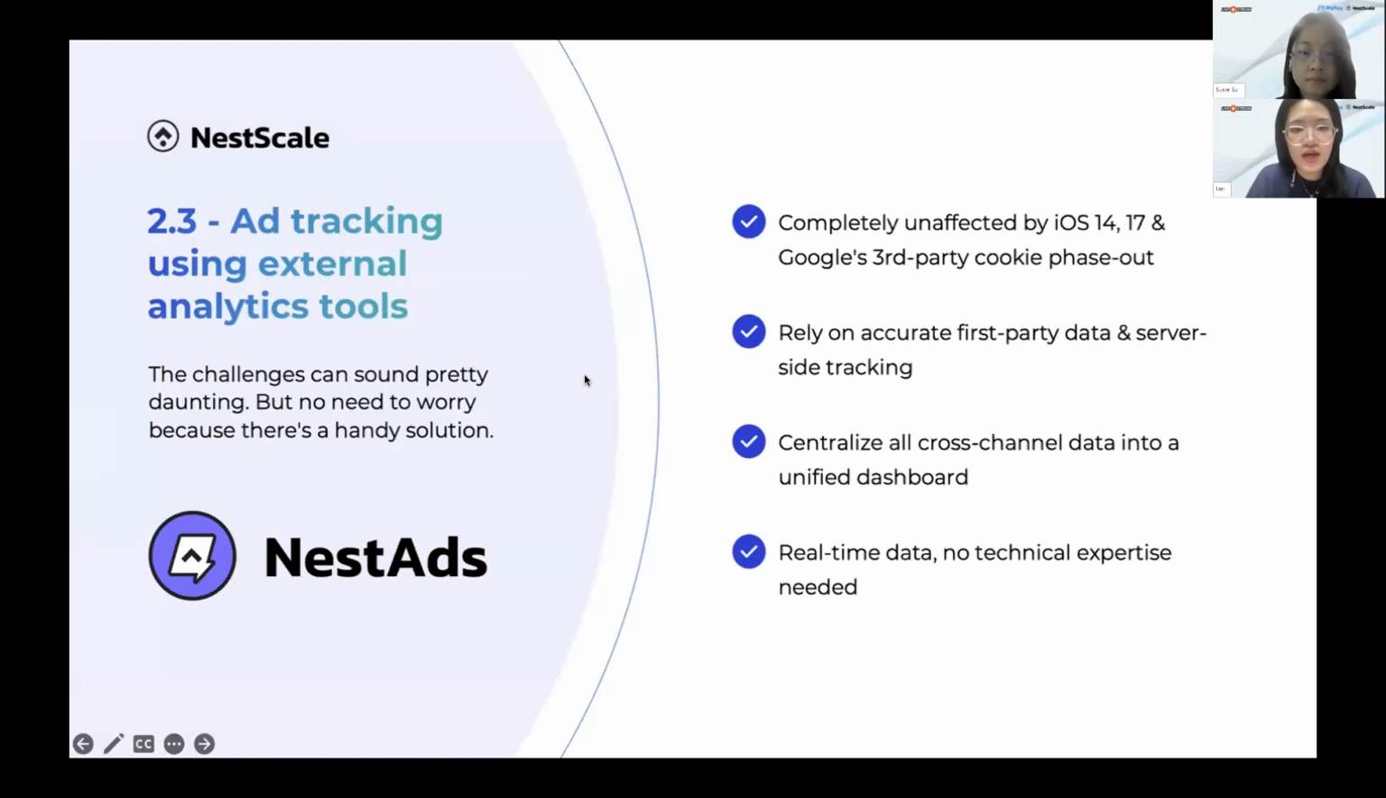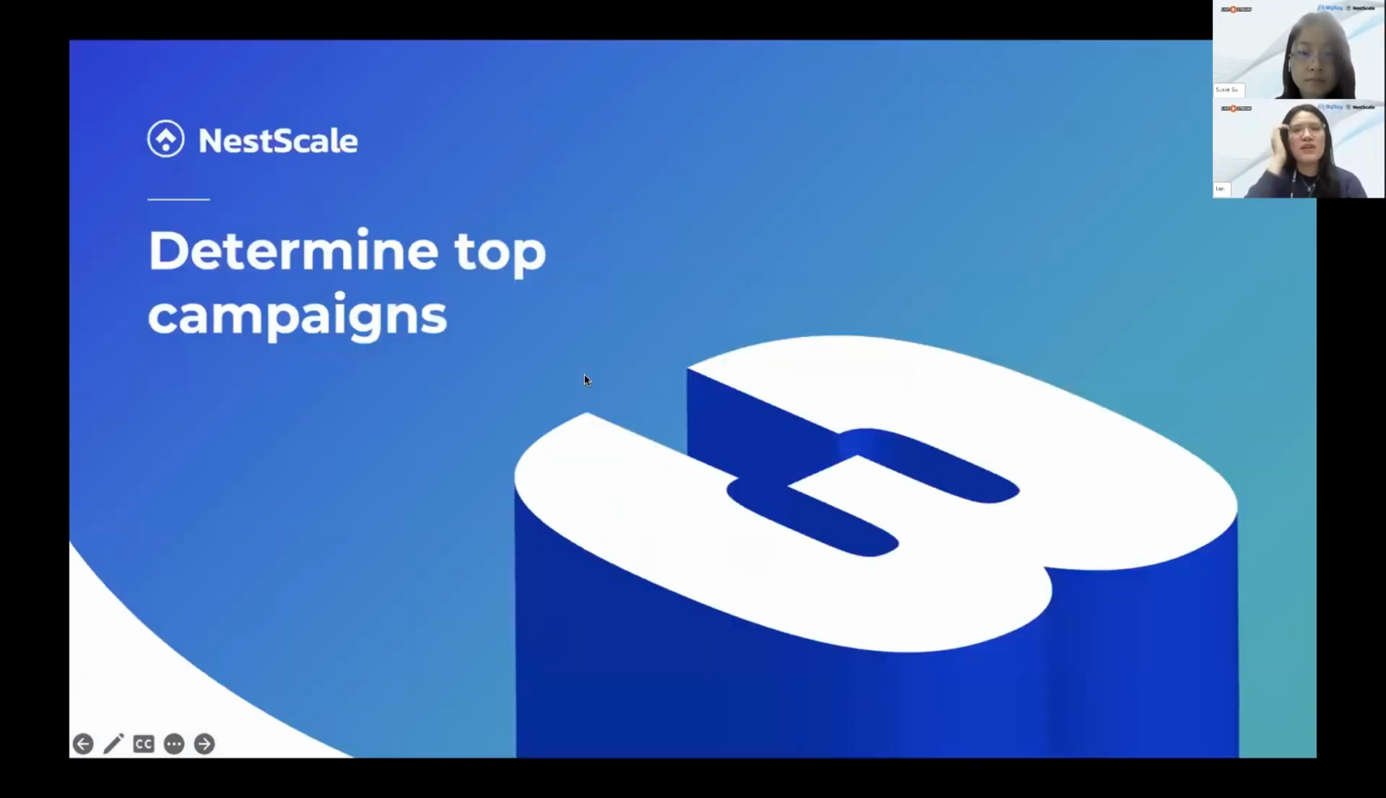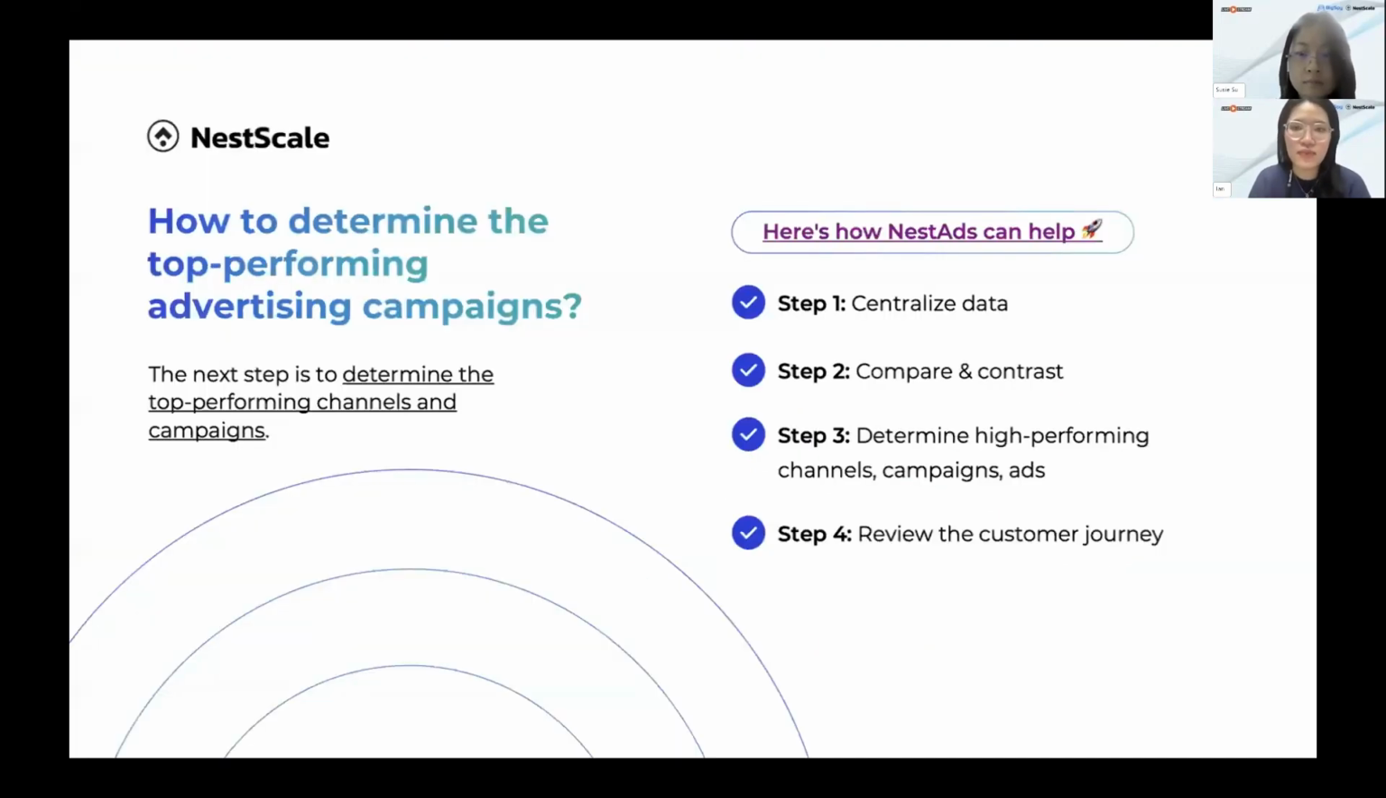Okay, so now we're gonna move on to the last section, how to determine the top performing advertising campaign. By now, you've probably settled on your choice of an analytic platform, whether it's built-in or external. With that said, though, regardless of the tools you use, the next step should be to determine top performing channels and campaign. This way, you can allocate budget to the corresponding touch points and further maximize your results and scale up your winning campaigns. Generally, there are 4 steps that you should take.